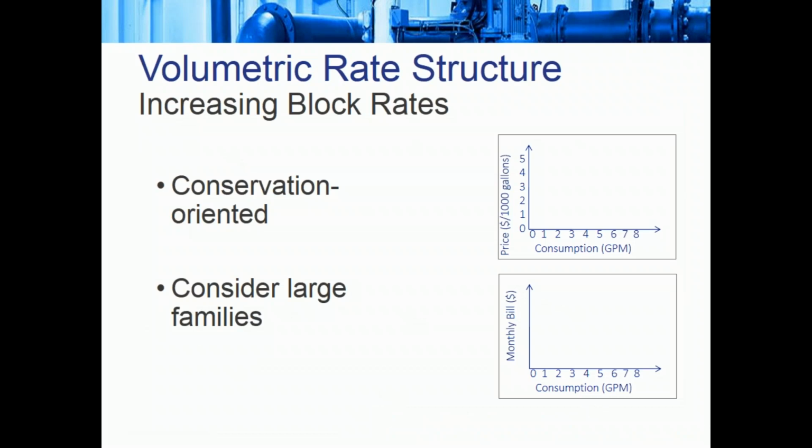Now, there's another type of rate structure that you can use called increasing block rates, and these are more conservation oriented. The way that these work is that the rate would start off at one level, say $2 per 1,000 gallons for the first 4,000 gallons. And then after that, the bill would change to a different level, say $4 per 1,000 gallons at a higher usage level. So in other words, the higher the usage goes, the higher the bill is going to go.